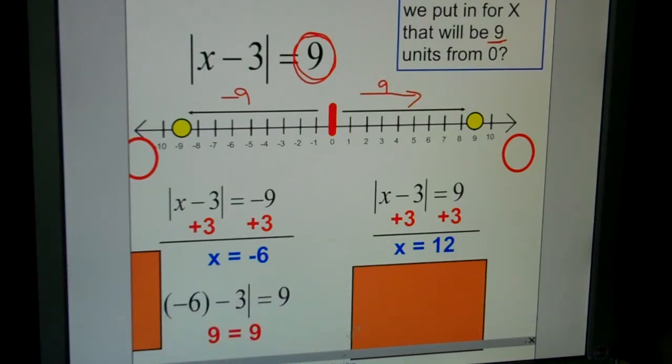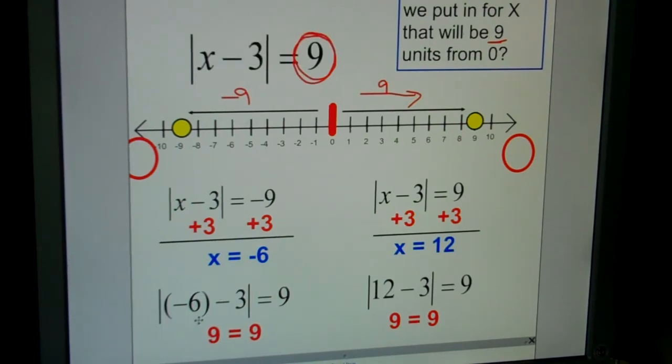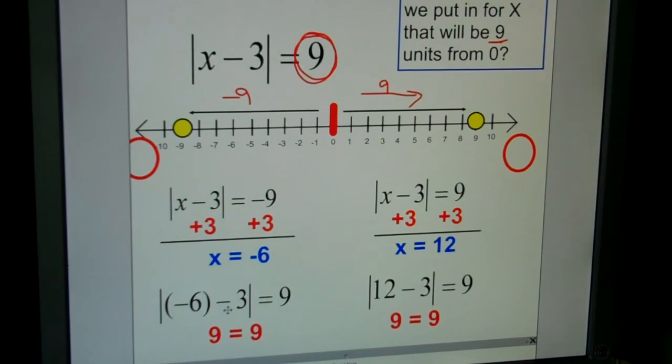And here's the check for that. Let me get rid of these. Delete, delete. Here it is. I've plugged in negative 6 for x. Negative 6 minus 3 is negative 9. The absolute value of negative 9 is 9. 9 is equal to 9.